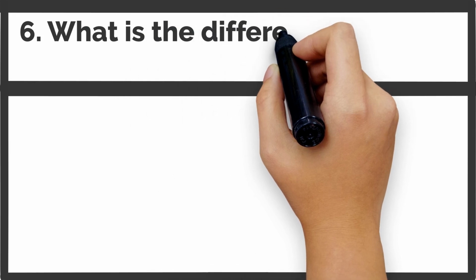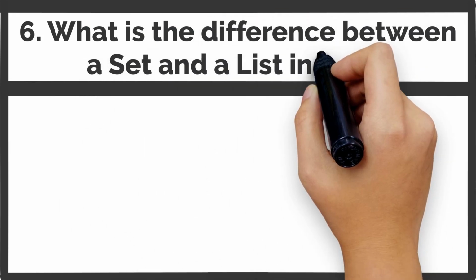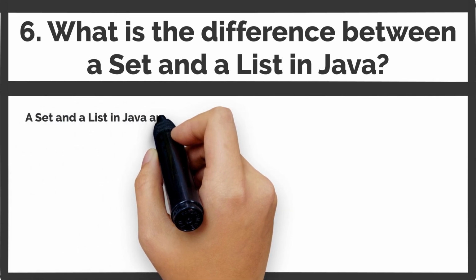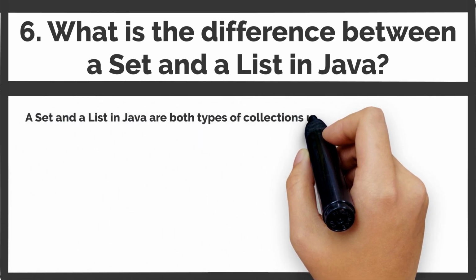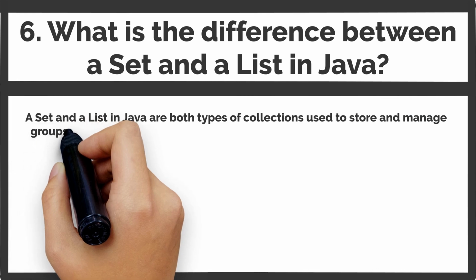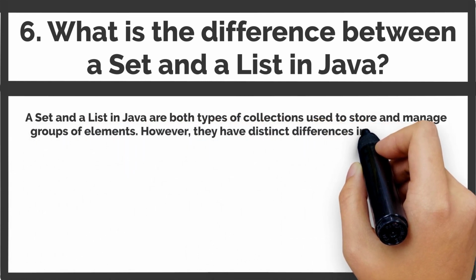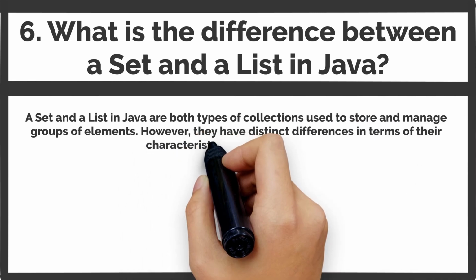6. What is the difference between a set and a list in Java? A set and a list in Java are both types of collections used to store and manage groups of elements. However, they have distinct differences in terms of their characteristics and intended use.